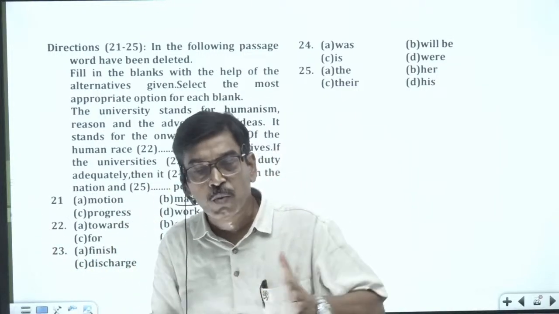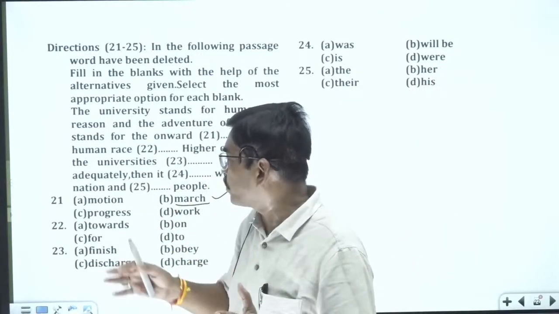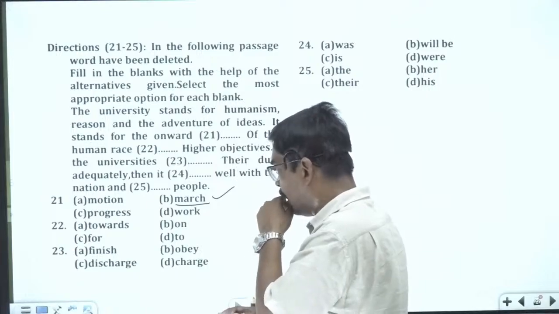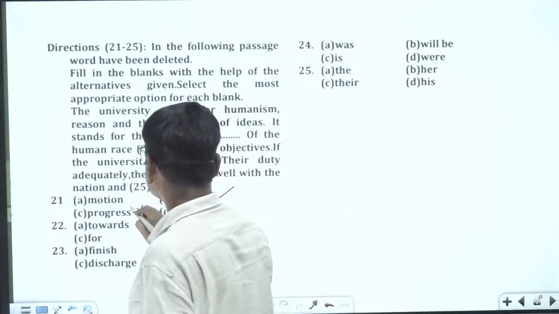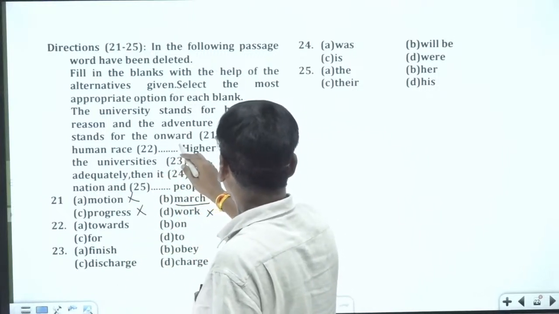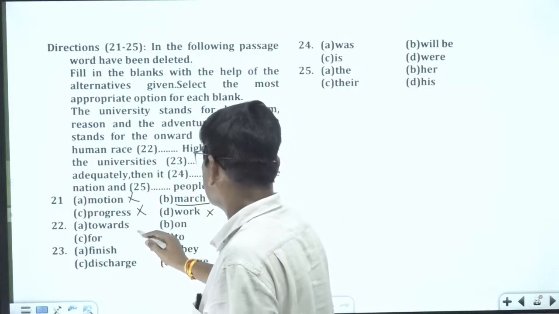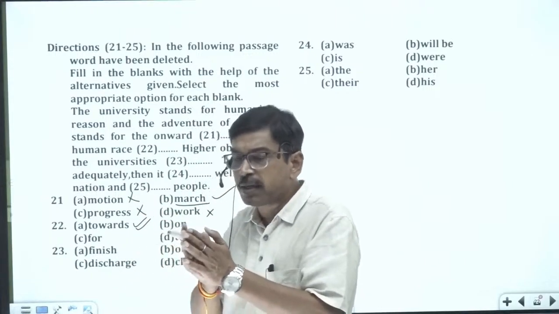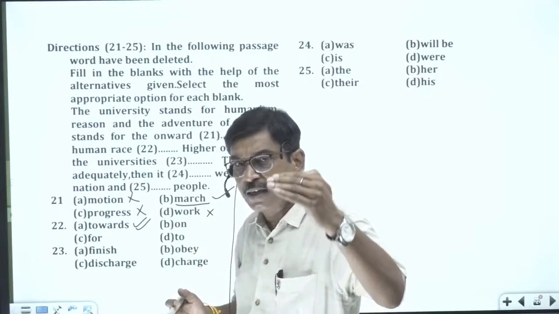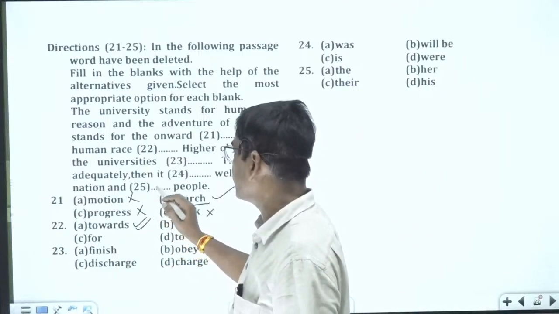For example, march towards Jantar Mantar. It means what? A particular objective. So here it is talking about objectives. So march is the suitable word, not progress. And now 22. Onward, march of the human race towards. This is towards, meaning a particular direction. Particular direction means your objective and goal. So the preposition towards is correct here.